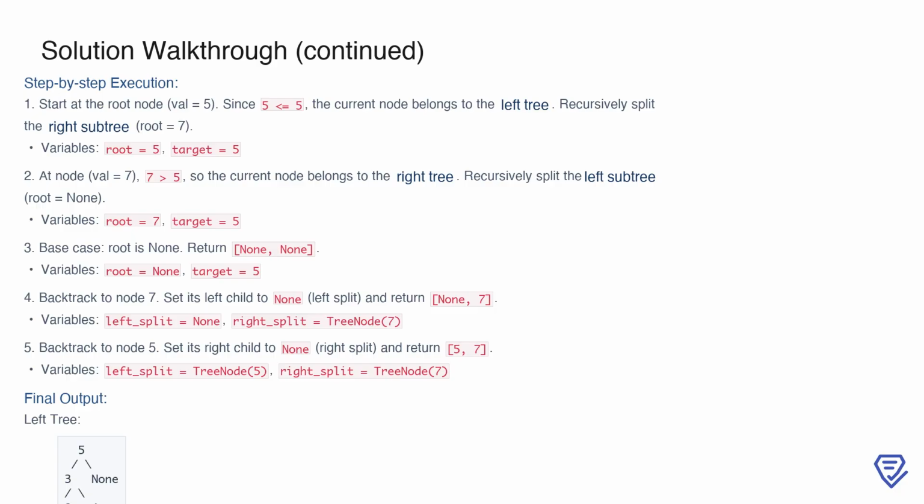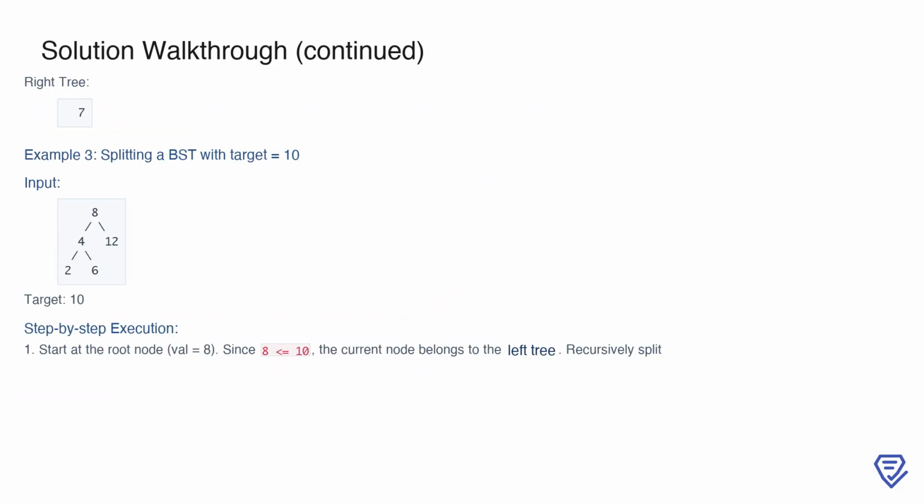Returning to the root node 5, we set its right child to none to represent the right split, and we return 5, 7, where the left subtree is rooted at 5, and the right subtree is rooted at 7. The result of this split operation gives us two trees. The left tree is rooted at 5, with a structure where the left child is 3, and the right child is none. The node with value 3 has two children, 2 on the left and 4 on the right. Meanwhile, the right tree is a single node with value 7. This completes the split for the second example, where the target was 5.